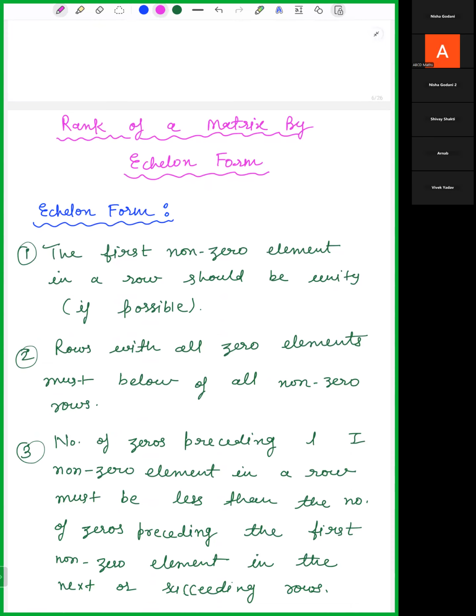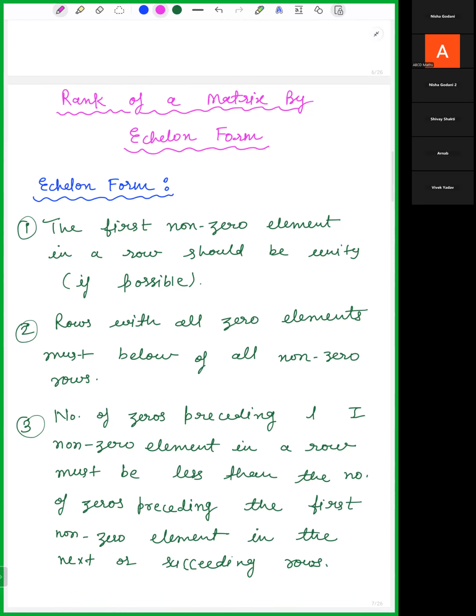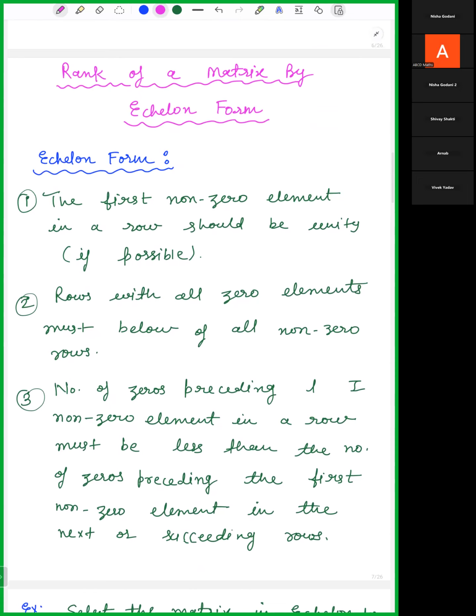So you got how to find rank by using the definition. Now we will understand how to find the rank of a matrix by converting the matrix into echelon form. Before that, we must understand what echelon form is, how a given matrix looks when it is in echelon form or not. So I have written some points here, so let's discuss these.